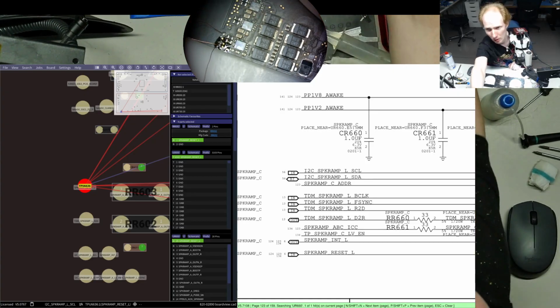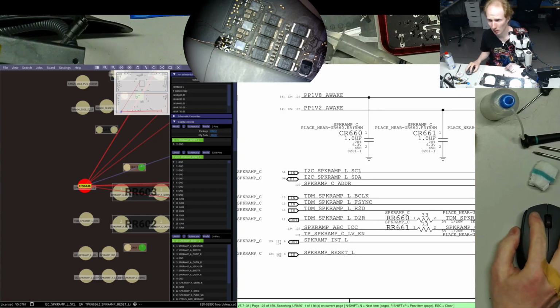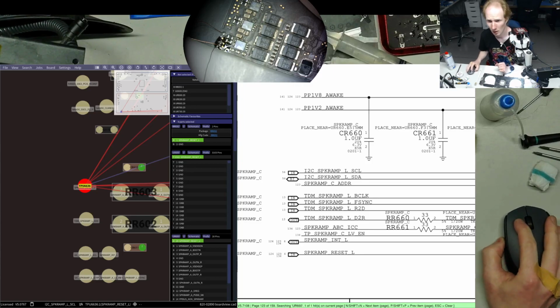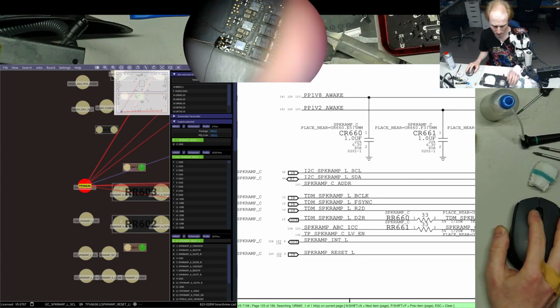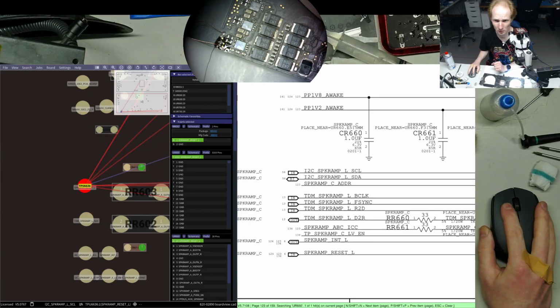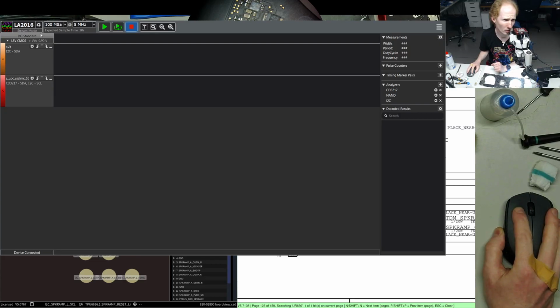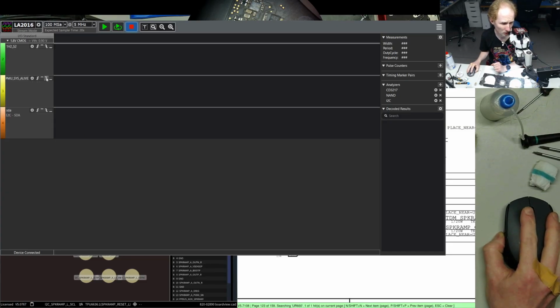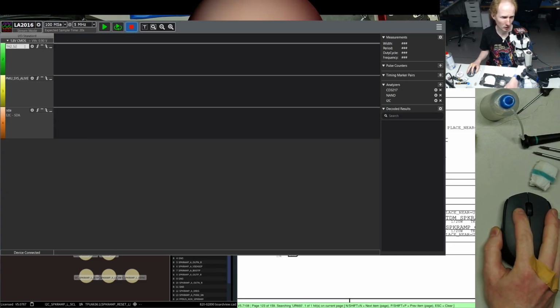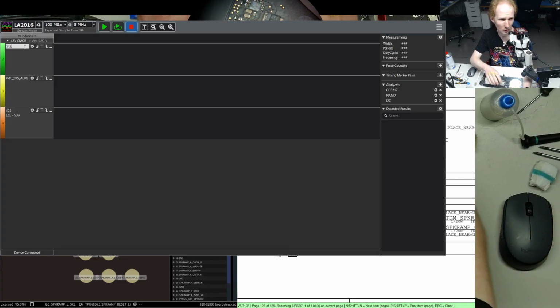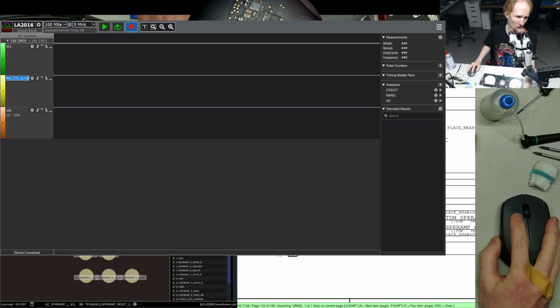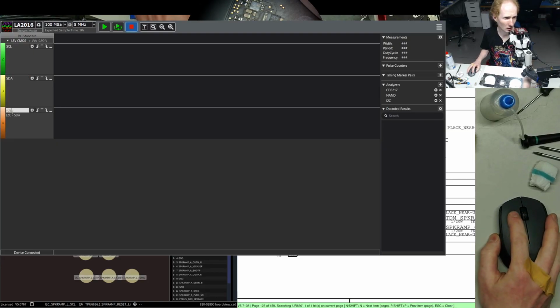Okay, so now we have clock, data and reset line. Now let's go and set up LA. Let's go there. So what channels do we need? We need channel 2, channel 3 and channel 4. We don't need channel 5. So this one will be clock, data and reset.